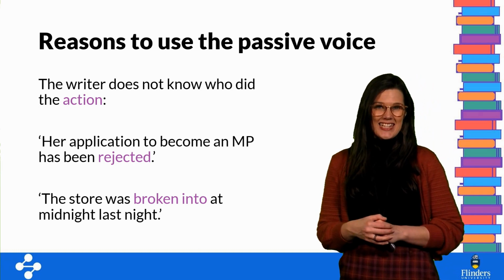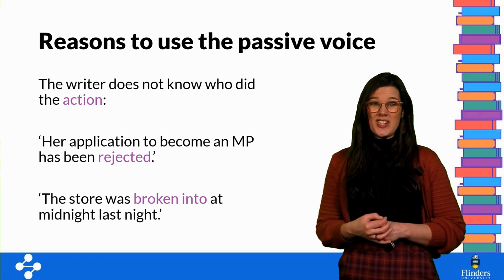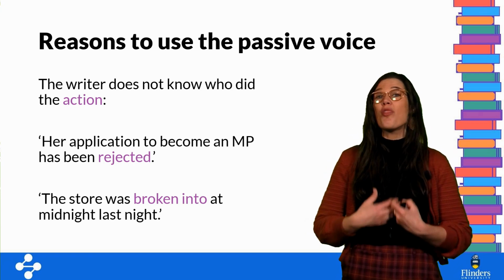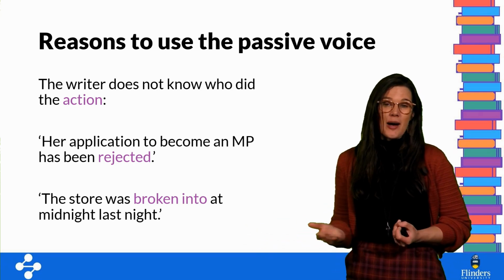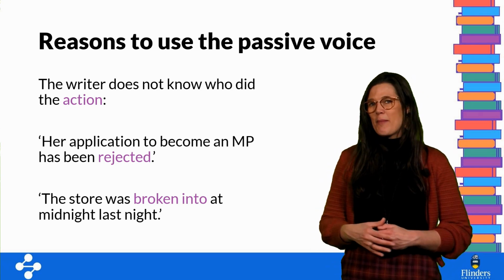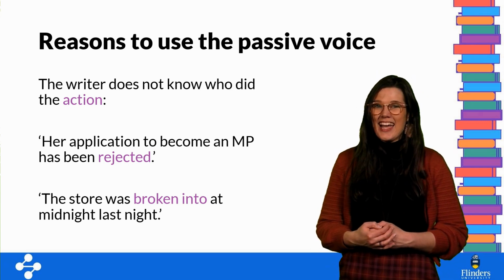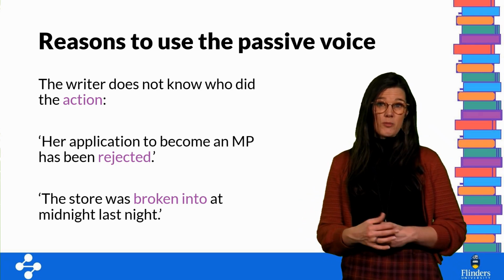In a similar vein to this, it may not necessarily be that we don't know who did the action, but we don't want to say who did the action. We don't want the reader to know who did the action, particularly with things like the example in the bottom here. You see this quite often in things like newspaper reports or politicians' statements when people want to obscure who is responsible for something.